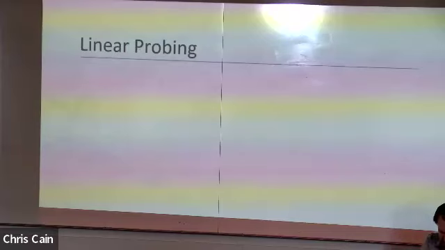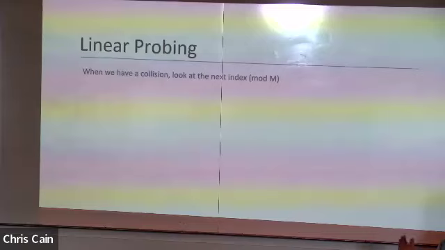So linear probing says when we have a collision, we're just going to look at the next index mod m. So if we fall off the right end of the array list, we're going to go back to the beginning. That's all that mod m there means. If we had a table with size 10, the next element we look at from index 9 is index 0. It wraps around. And you just continue to do this until we find an empty index.